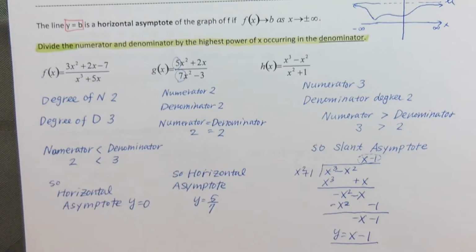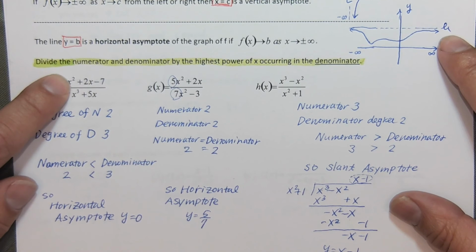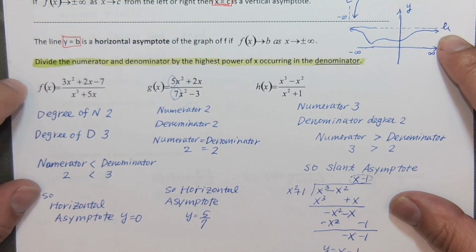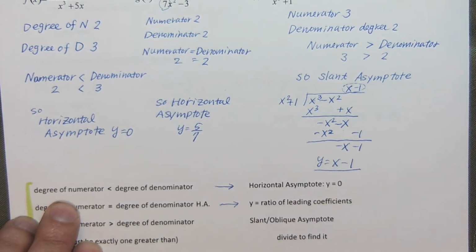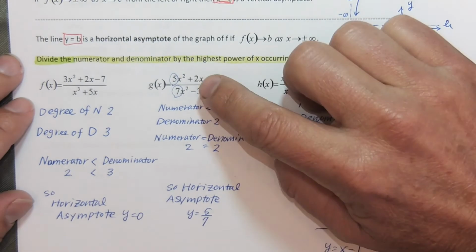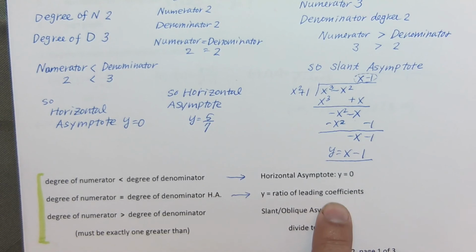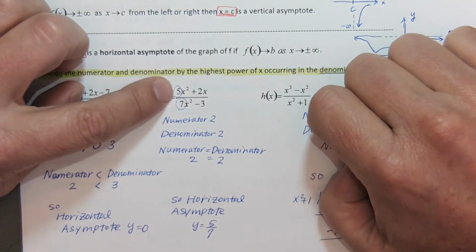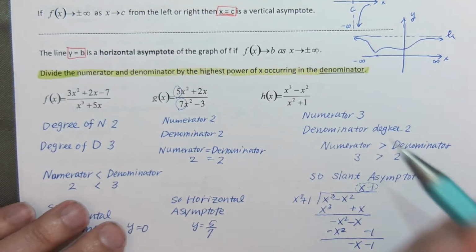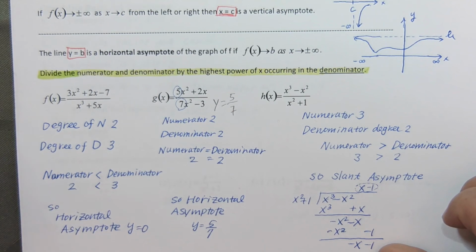So let me go back to these examples up here. Here the degree up top is 2, the degree down below is 3. So the degree of the numerator is less than the degree of the denominator, so the horizontal asymptote is at y equals 0. Here the degree is the same. They're both 2. And when they're equal, the ratio of the leading coefficients becomes the horizontal asymptote. In this case, the leading coefficients are 5 and 7, so the horizontal asymptote is going to be at y equals 5/7. There are some graphs later where we'll see exactly what that looks like.